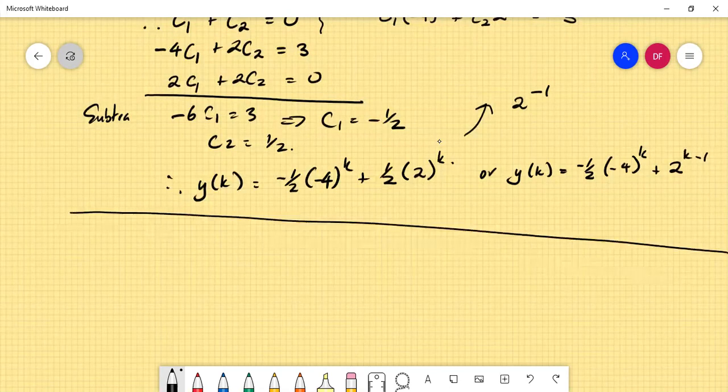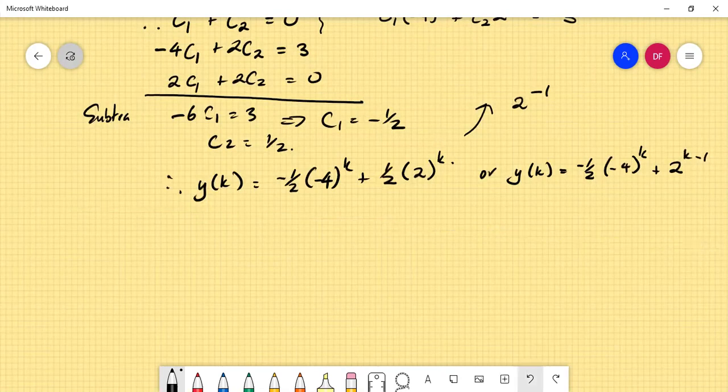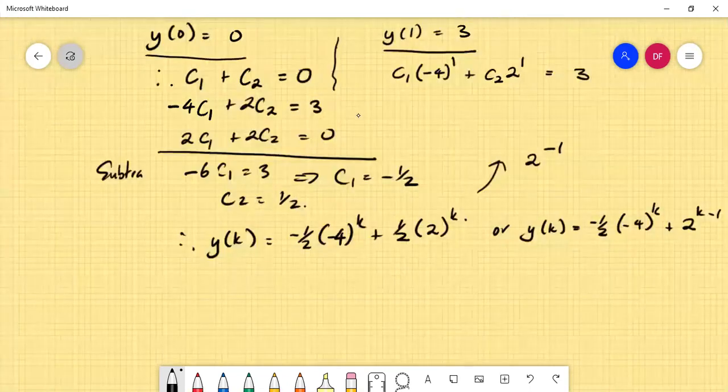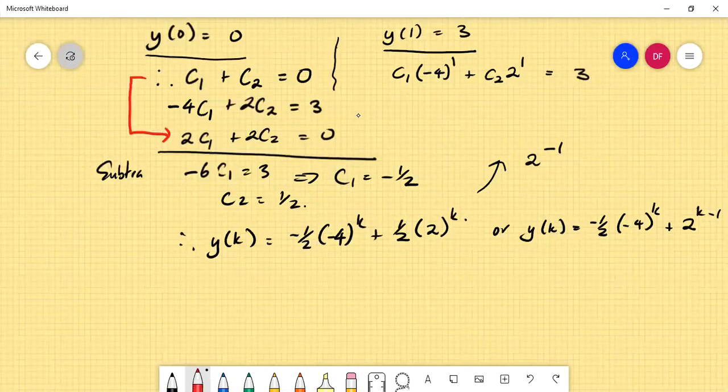Sir, question, sir. Sir, how did you move from minus 4C1 plus 2C2 equals 3 to 2C1 plus 2C2 equals 0? Now, this equation up here, you go multiply by 2. Okay, sir. To get it cancelled. Okay, sir. With two similar terms. Okay.